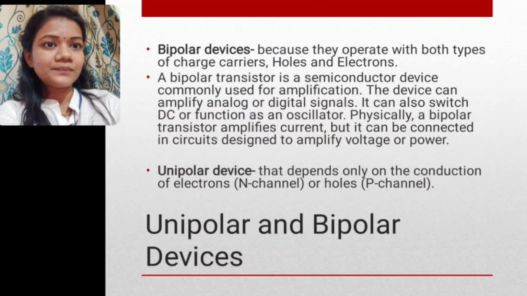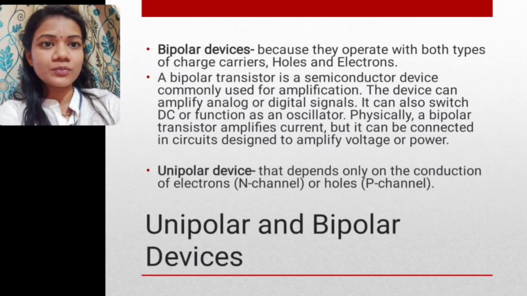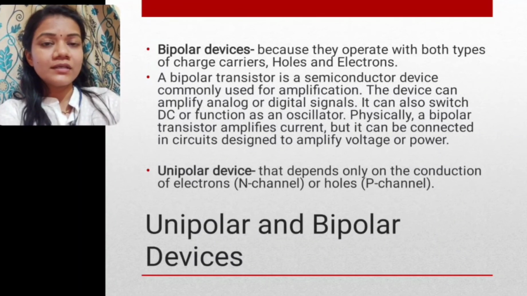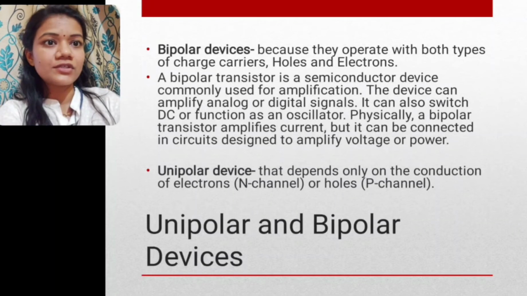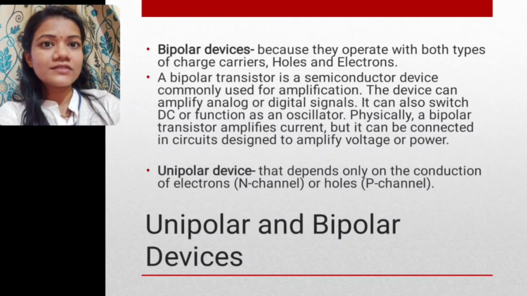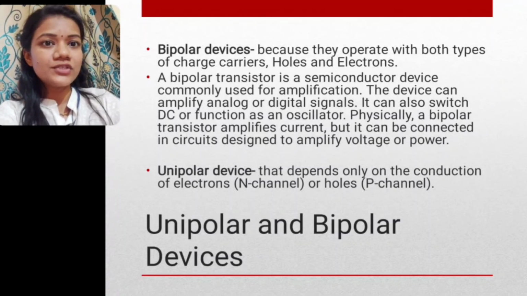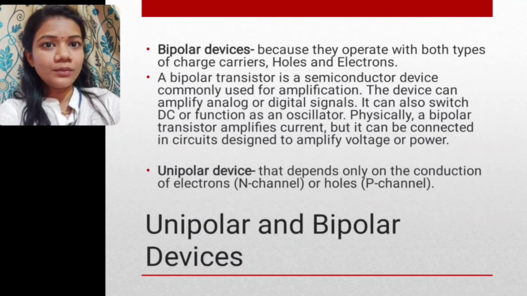As I say, bipolar devices operate with both types of charge carriers, that is holes and electrons. A bipolar transistor is a bipolar device commonly used for amplification. Okay, so transistor is used for amplification. The device can amplify analog or digital signals. It can also switch DC or function as an oscillator. Physically, a bipolar transistor amplifies current, but it can be connected in a circuit to amplify voltage or power.